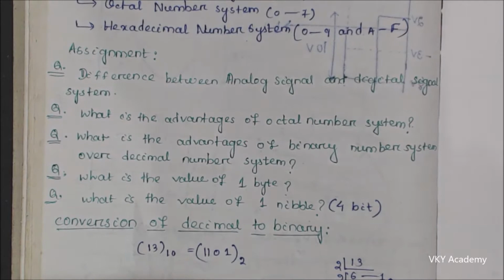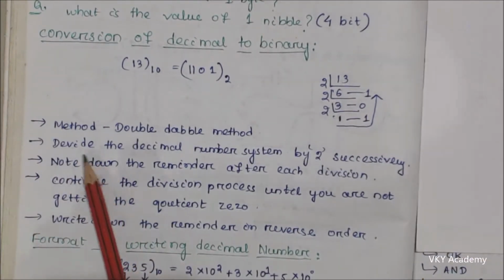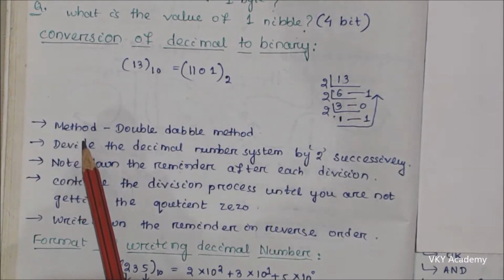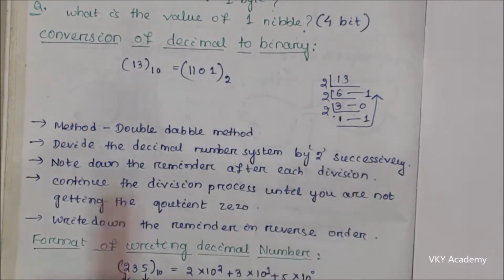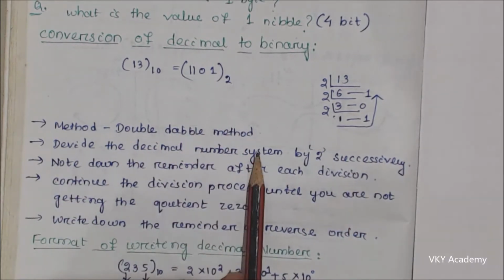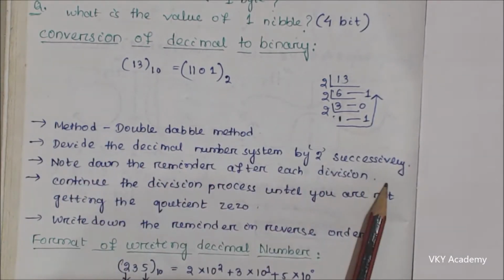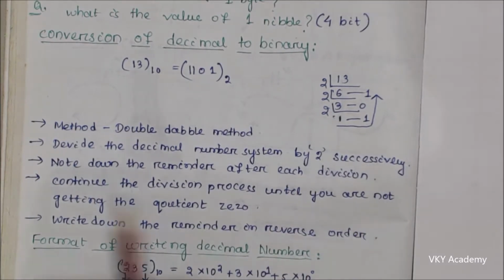Okay, so how will you convert a decimal number system into a binary number system? This is the complete process. These are the complete steps. The first step is to divide the decimal number by 2 successively. This particular method is called the double-dabble method. So step number 1 is divide the decimal number by 2 successively. Note down the remainder after each division. Continue the division process until you get a quotient equal to 0.